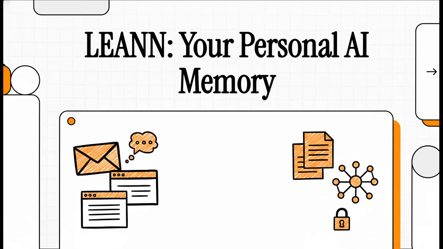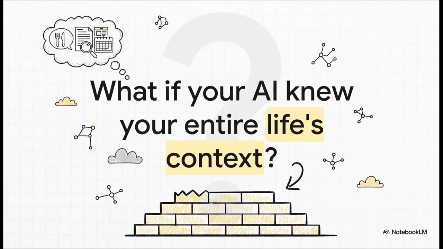Let's talk about a new kind of AI. Imagine an assistant that doesn't just know facts about the world, but knows everything about your world. An AI that's read every email you've ever sent, seen every article you've browsed, and understood every chat message you've ever typed. I mean, what if you could just ask it, "Hey, what was that great restaurant my friend recommended in our group chat last year?"